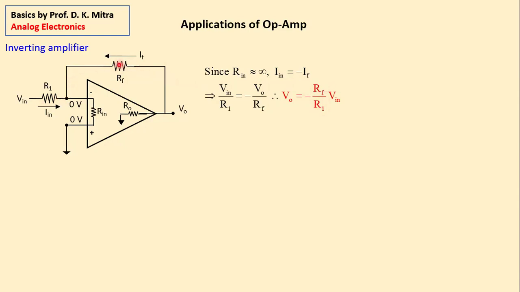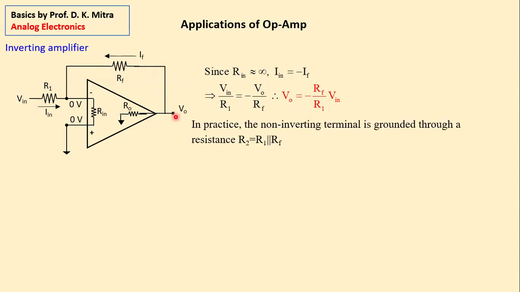So if you take a 10K resistor here and a 1K resistor here, your gain is 10. As simple as that, with a negative sign. That means if there is a positive input, output will be negative. Or if there is a sinusoidal input, output will also be sinusoidal, but with a reverse polarity, right?